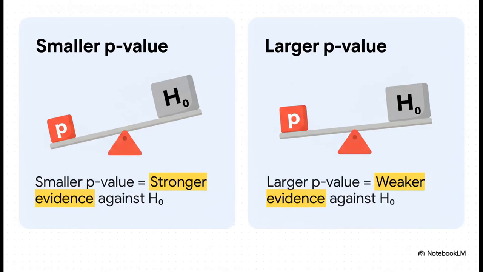A really, really small p-value means your result was super surprising. It would be incredibly unlikely to happen if the drug did nothing, and that makes you seriously doubt that whole no-effect idea. But a big p-value means your result wasn't surprising at all. It could have happened easily by chance, so you've got no real reason to question the null hypothesis.